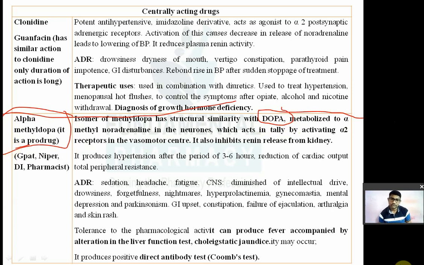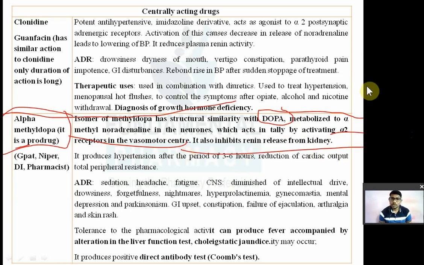It is metabolized to alpha methyl noradrenaline. तो देखो यहाँ पे एक्टिव मेटाबोलाइट कौन है इसका? मिथाइल नोराड्रेनालिन. So alpha 2 methyl noradrenaline in the neurons acts by activating the alpha 2 receptors in the vasomotor center, which inhibit the renin, also inhibit the renin in the kidney. तो मैकेनिज्म क्या है इसका?